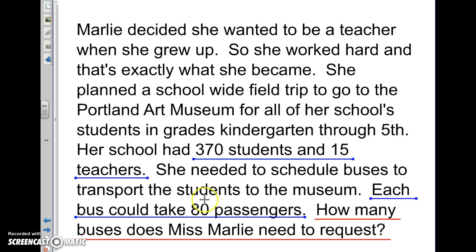So that means that what kind of math are we going to have to do here to find out how many passengers there are? We're going to have to add. So we're going to have 370 students plus the 15 teachers. We'll have a total of 385, right? So then we'll know how many passengers fit in each bus.